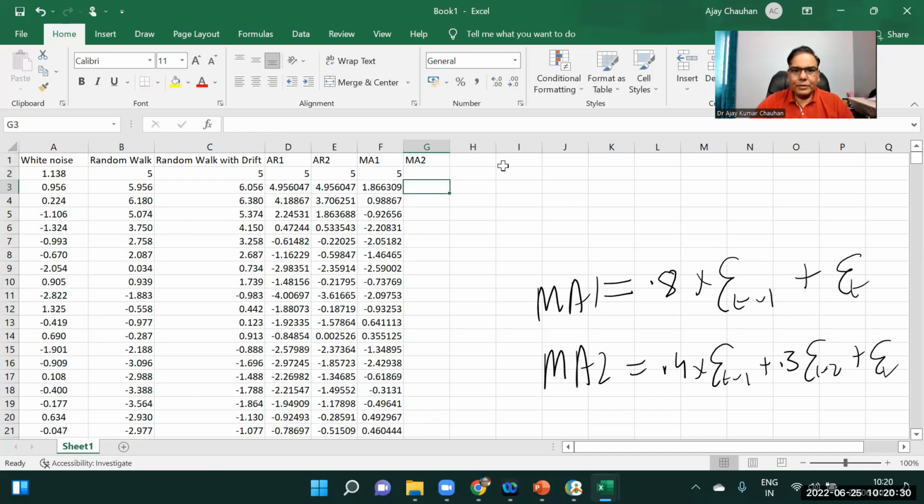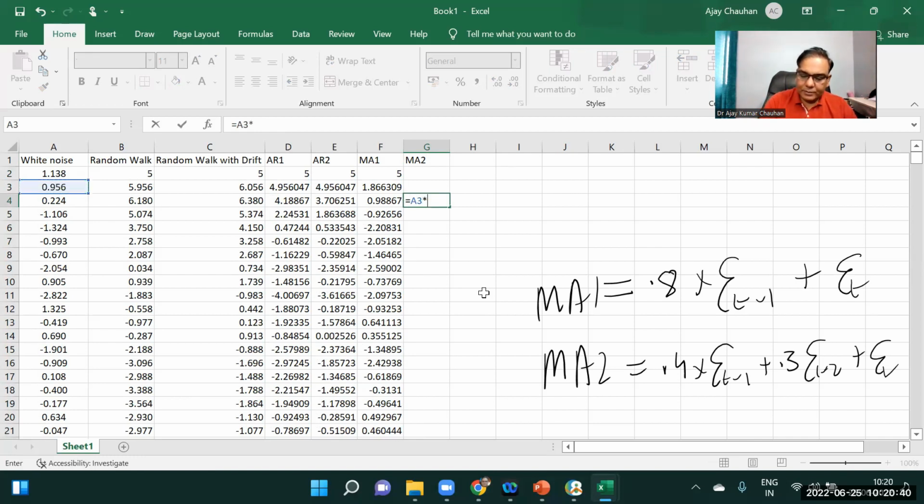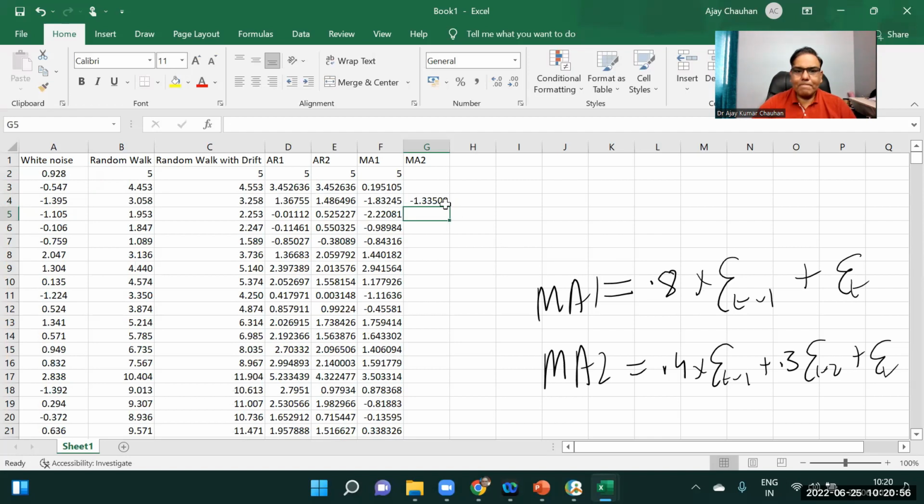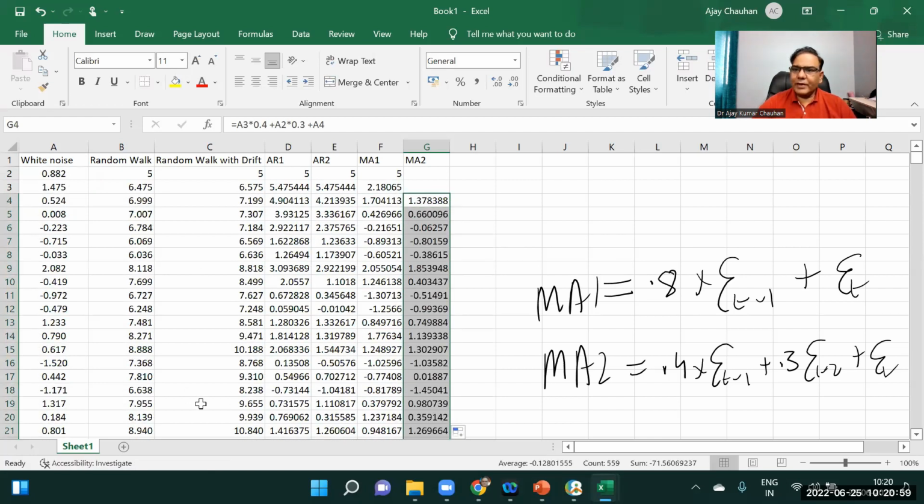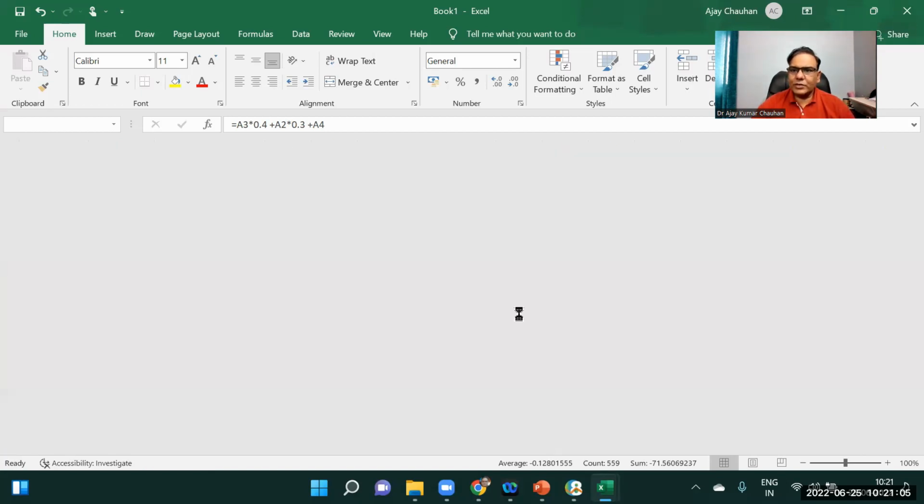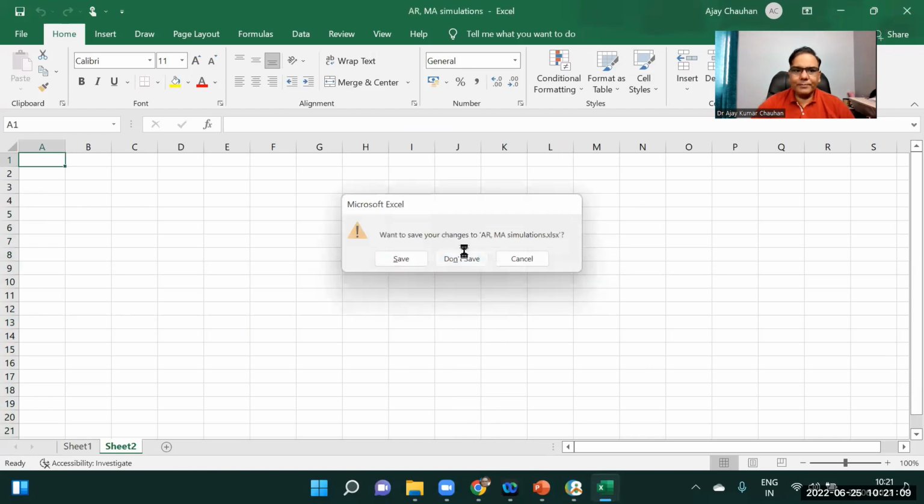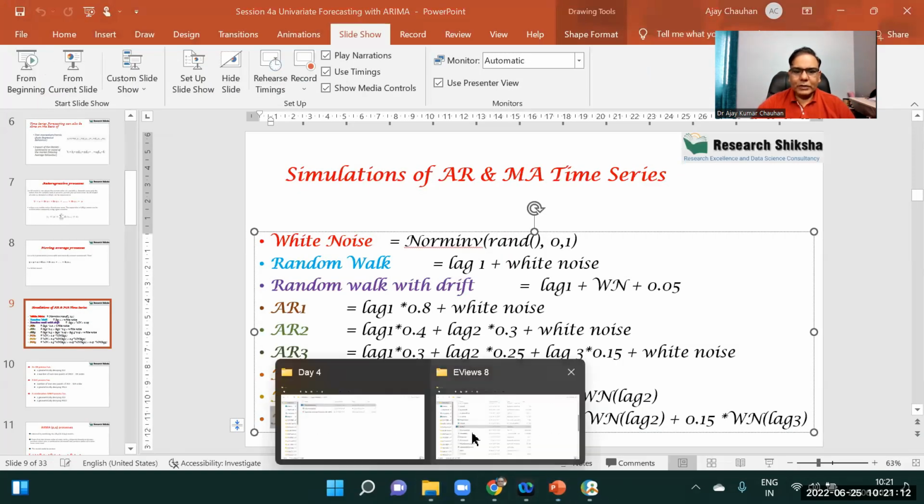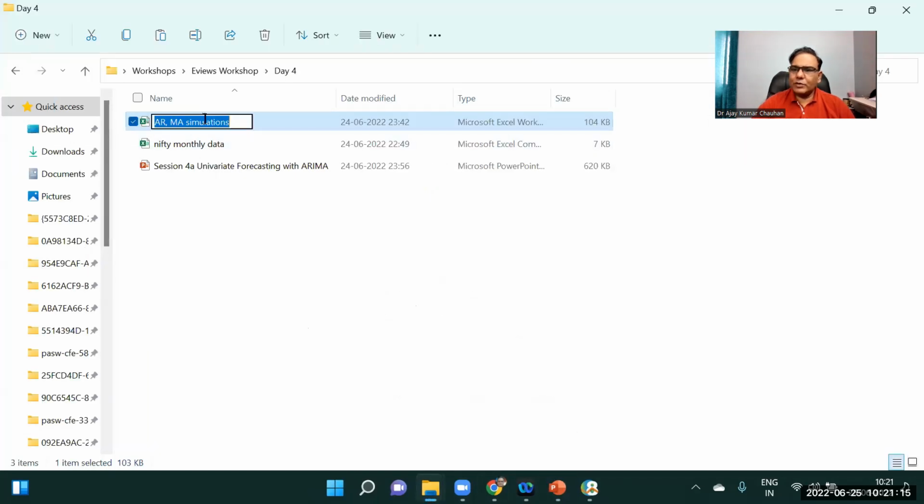We will generate from here: Et minus 1 multiplied by 0.4 plus Et minus 2, the error term two days back, multiplied by 0.3 plus Et. So this is called MA2 series. In this way, we can simulate the AR1 and MA1 series. Now I'm closing this, not saving it, as I already saved it under another name. I already created this file, ARMA simulations, which I give you. You can see the formulas from here.